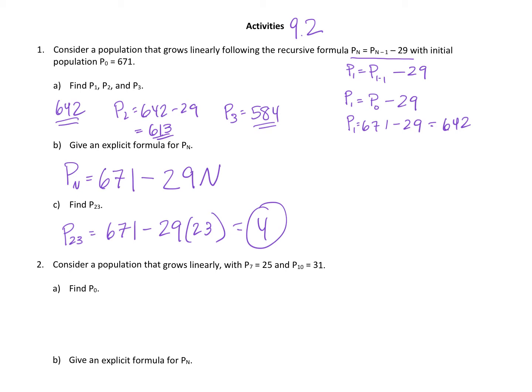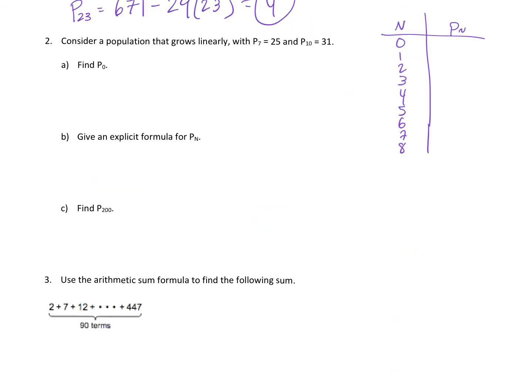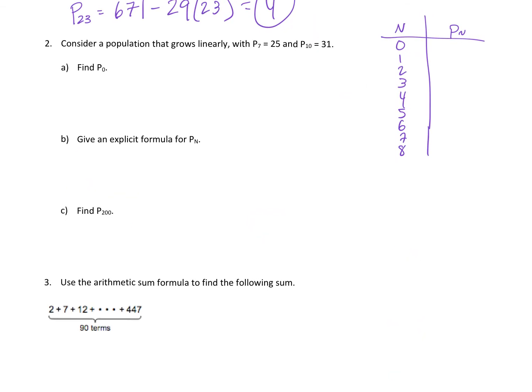4. Okay, now we want to consider a population that grows linearly. I'm given P7 and P10, and I want to figure out P0. Okay, so let's make a little chart. So N and P sub N, 0, 1, 2, 3, 4, 5, 6, 7, 8, 9, 10. Okay, so I'm making a chart all the way up to 10 because 10 is one of the numbers that I know. It's the bigger one.